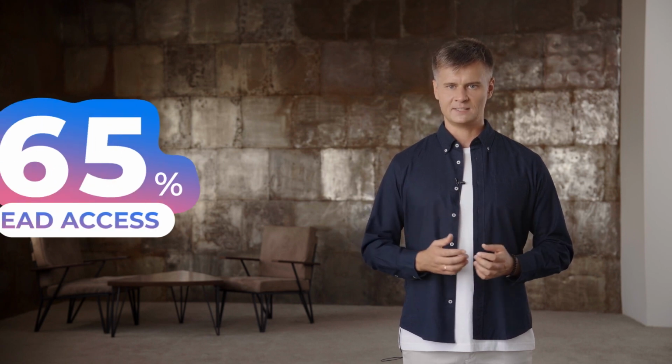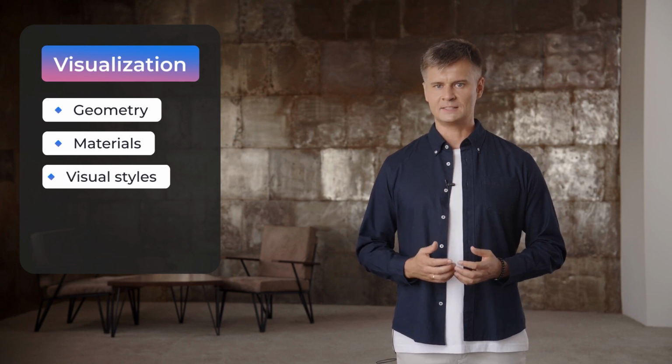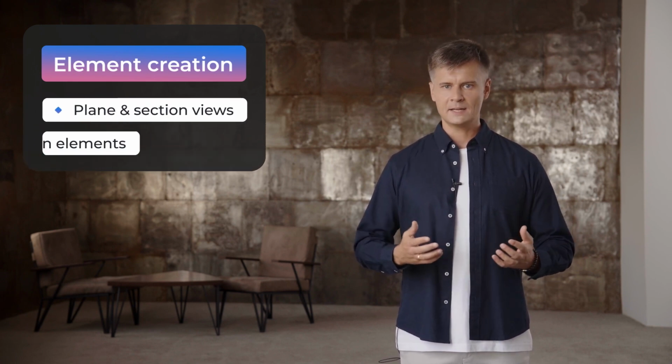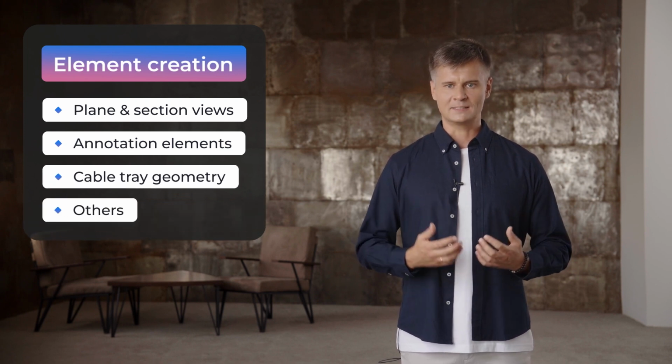BimRV provides read access for 100% of the data in a Revit model. In addition, it includes rich visualization that supports geometry, materials, visual styles, textures, and so on, greatly expanding the potential use cases where BimRV can be successfully utilized. Support for temporary and auxiliary element creation, such as plane and section views, annotation elements, cable tray geometry, and others, expands the set of use cases even more.